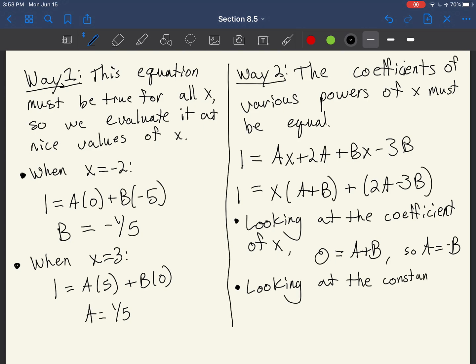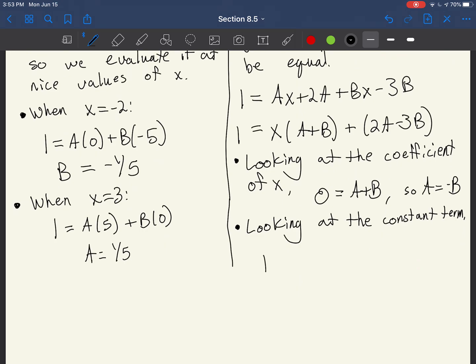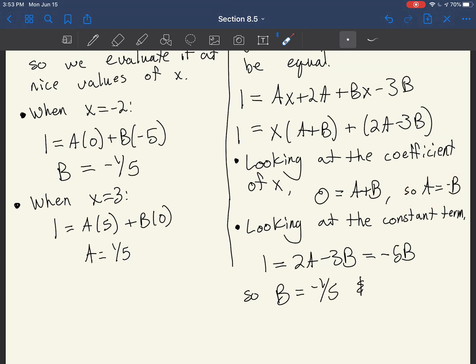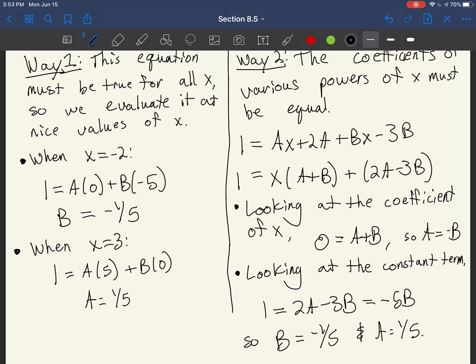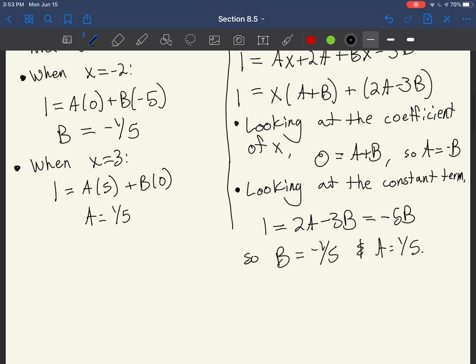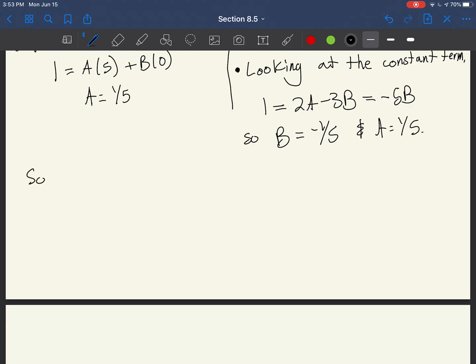Then, looking at the constant term, we have 1 equals 2a minus 3b. But we said that a was negative b, so we have negative 5b. So b has to equal negative 1/5. And then plugging that into a equals negative b, you get a has to equal positive 1/5. So those are the two ways of solving for a and b when doing a partial fraction decomposition.